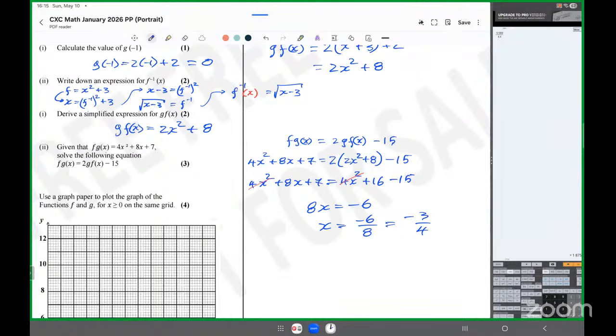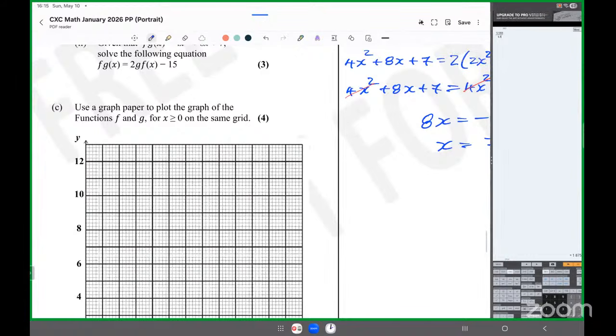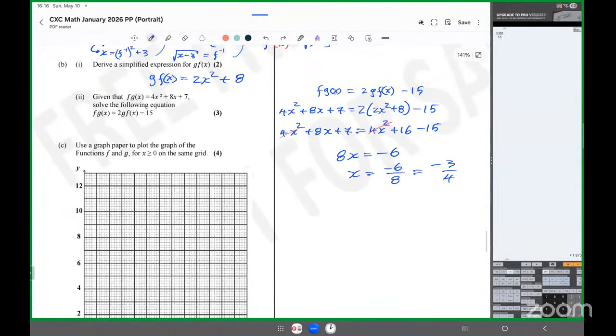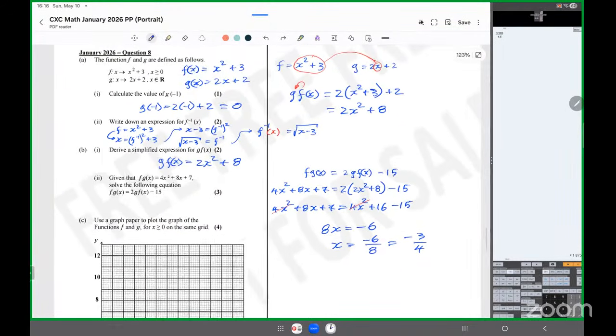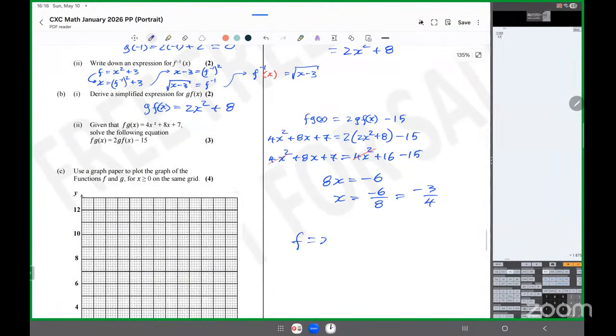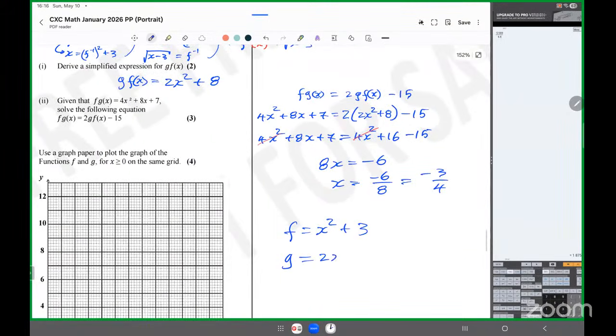That's it. The next part now says, use the graph to plot the f function and the g function for x greater than or equal to 0. All right, so we're plotting the two curves, the f and the g. The f, remember, is x squared plus 3, and the g, remember, is 2x plus 2.